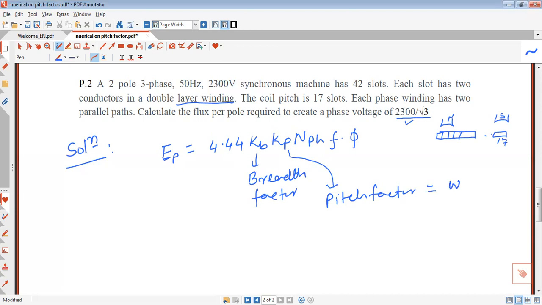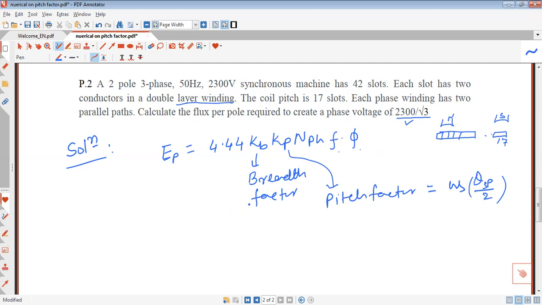which is given by cos of theta_SP divided by 2. Theta_SP is called the short pitch angle. How much we are short pitching the coil is called the short pitch angle. N_ph is the turns per phase, f is the frequency and phi is the flux. So here we have to calculate N_ph, KP, KB, and E_ph is given as 2300 by root 3, and we have to calculate the flux value for that.